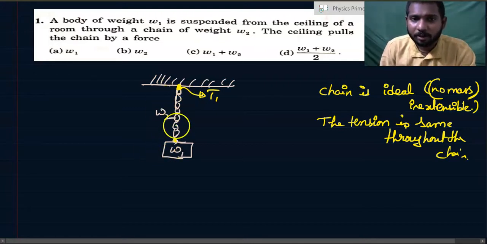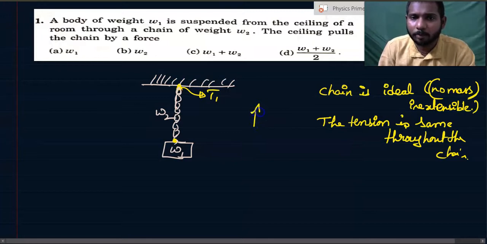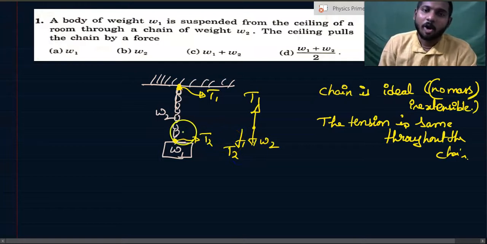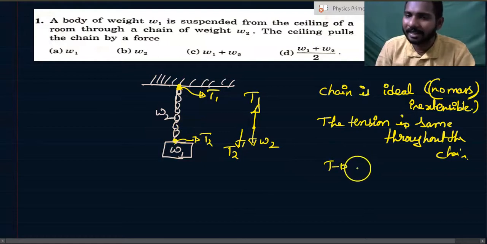Let us draw a free body diagram for this one. The chain at the topmost point. There will be tension at the topmost point, that is T1, and W2 in the downward direction, and there will also be a tension here, that is T2, which is pulling the chain downwards. Always, tension can pull, it cannot push. You need to get the fundamental right. Tension can only pull, not push.